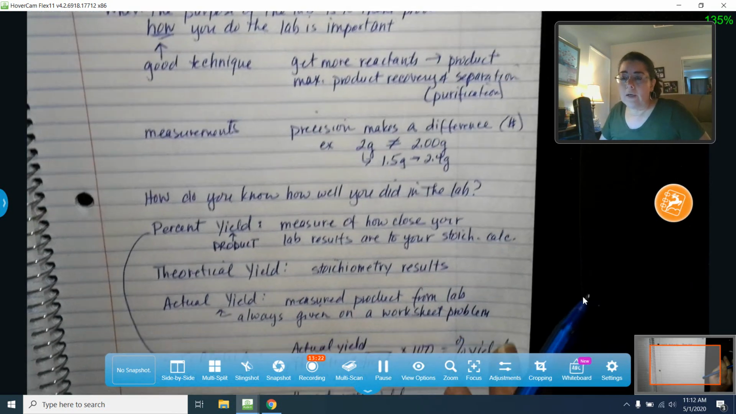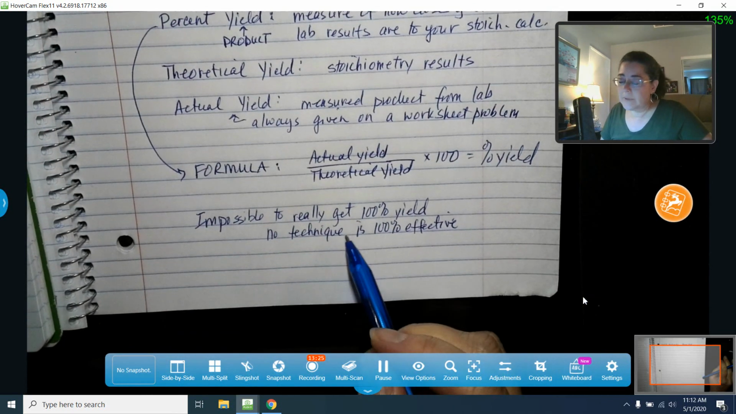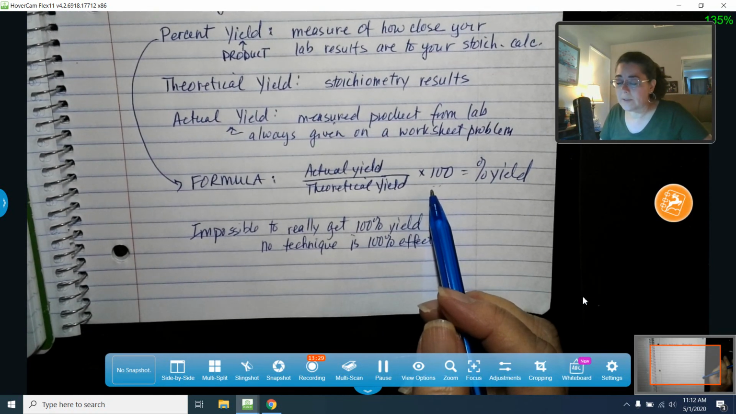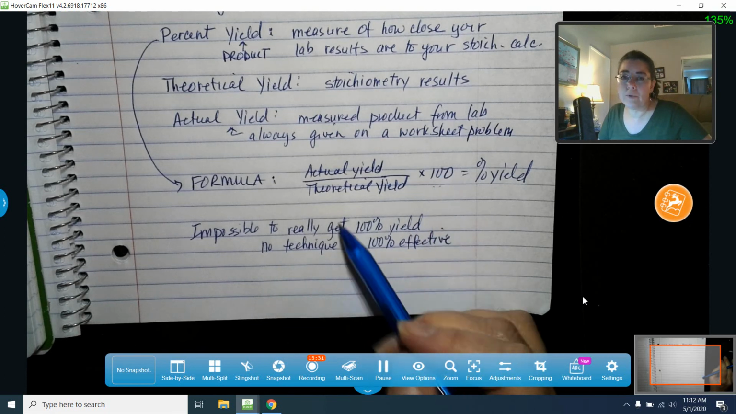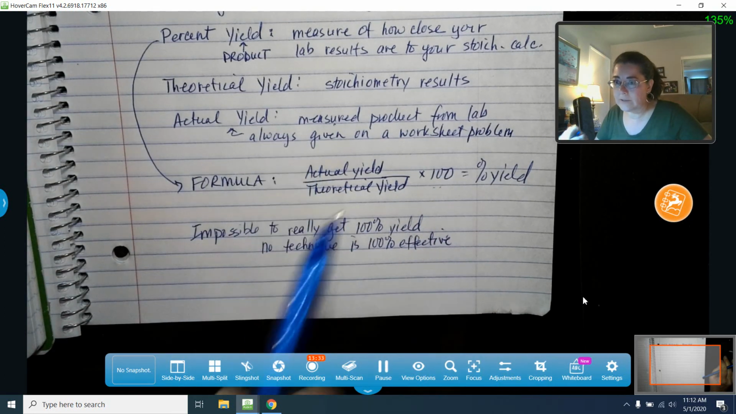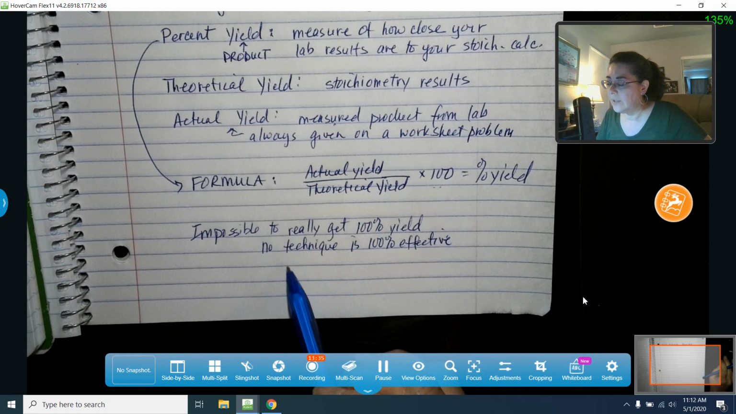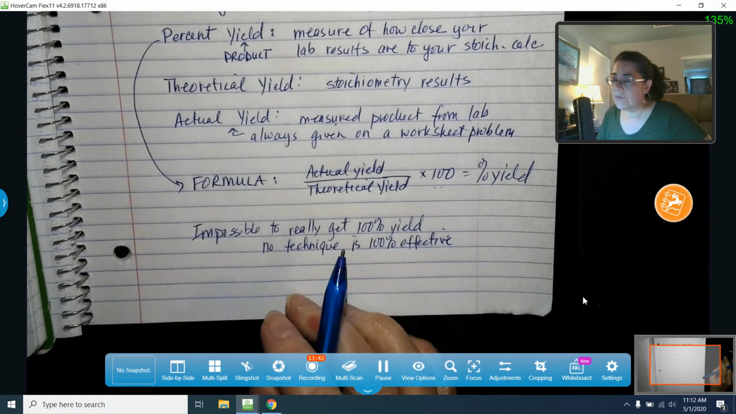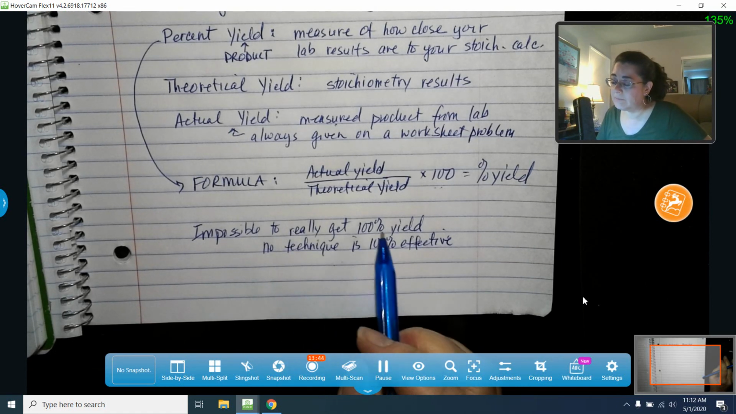Sometimes getting a 30% yield is good, depending on the type of reaction. We'll learn about that later, when we get to equilibrium, if we ever do. But the point I'm trying to make is that it's impossible to get 100% yield. And if you get over 100% yield, then there was definitely something wrong.